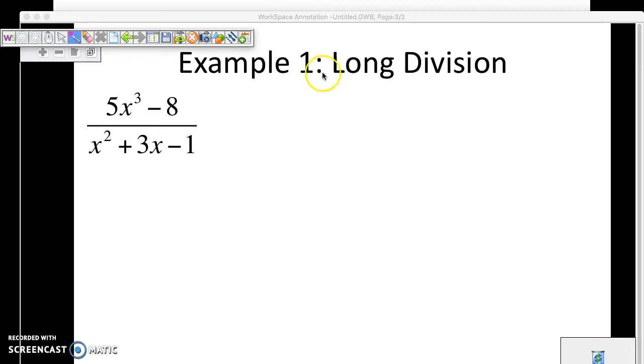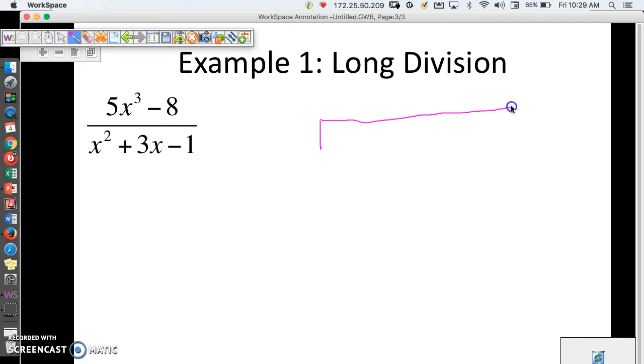So if we were to divide this using long division, the first thing we would do is rewrite it like long division. And we'd have 5x cubed. And then since we don't have any x squareds, we add on 0x squared plus 0x minus 8, because we need to have from the highest power going down to the lowest power. And then on the outside, we will divide x squared plus 3x minus 1.